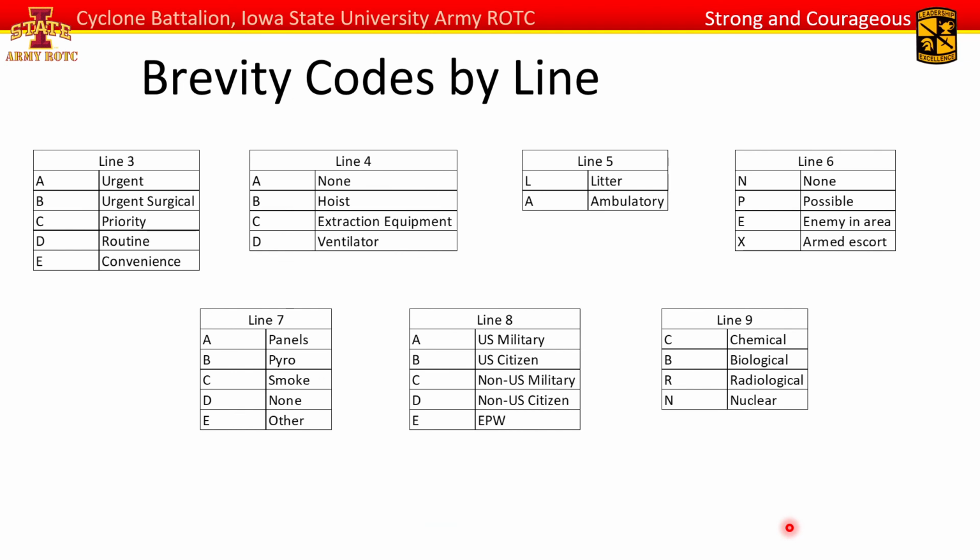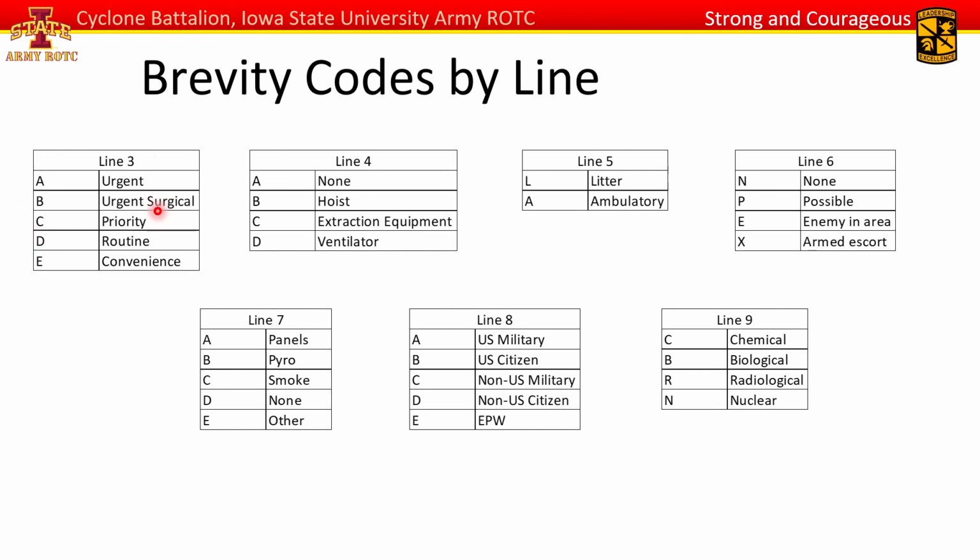So we'll go into brevity codes here. These are specific to certain lines. So with line 3, remember this was the patients by precedence. So we have Alpha, Bravo, Charlie, Delta, and Echo. These are all transmitted in the phonetic alphabet, just so that everything is a lot clearer over the radio. You have urgent, urgent surgical, priority, routine, and convenience.